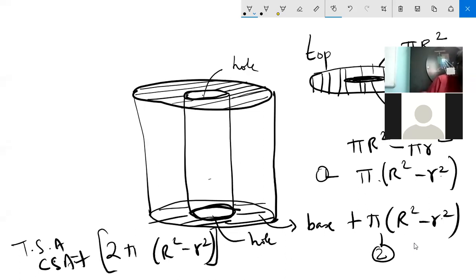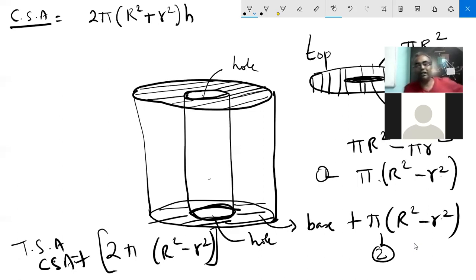Already found what is CSA. CSA of hollow cylinder எவ்வளோ? இப்பதான் அந்த ஃபார்முலா பார்த்தோம். Yes, sir. Remember and tell. 2 pi into big R plus small r into h. You are not remembering, man. You are a young boy. Memory and all should be very fine for you. Sorry, not R squared. 2 pi only R.